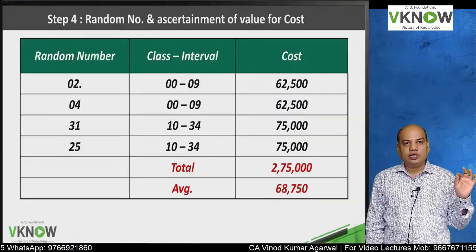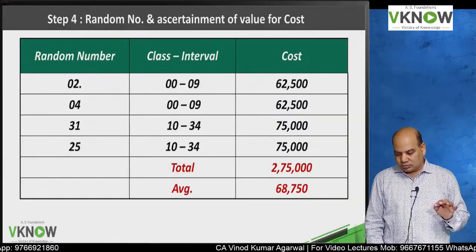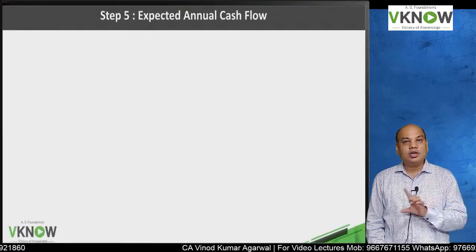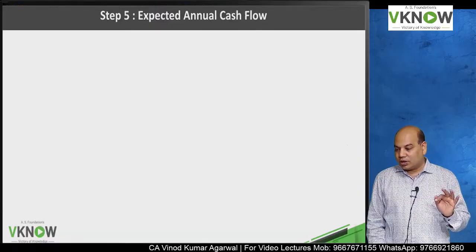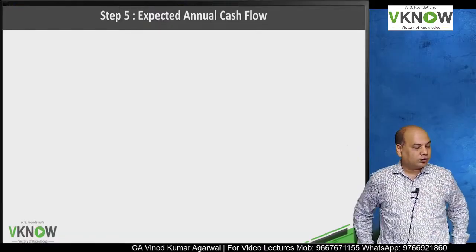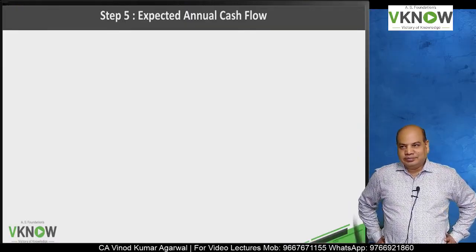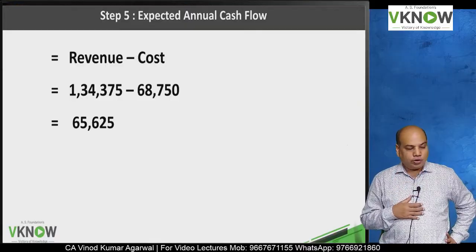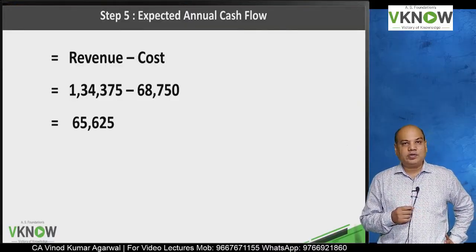So I've got average revenue. I've got average cost. Can I compute average annual cash inflow now? Step number 5, expected annual cash flow: average revenue minus average cost.